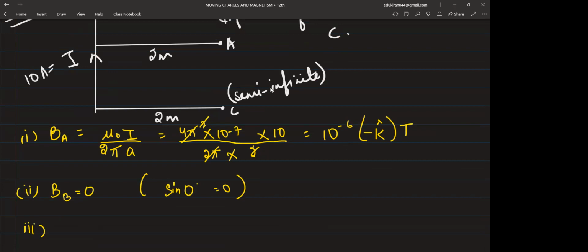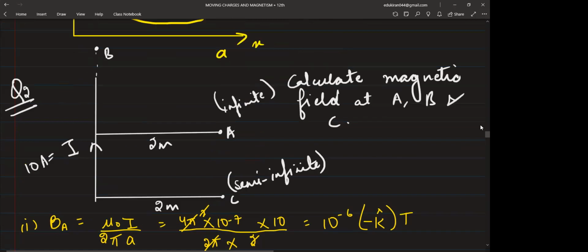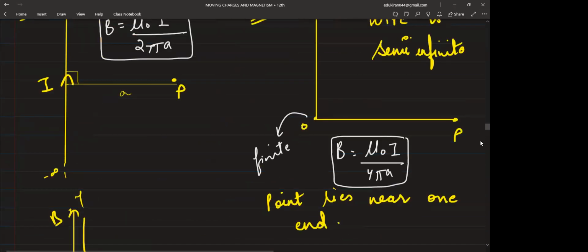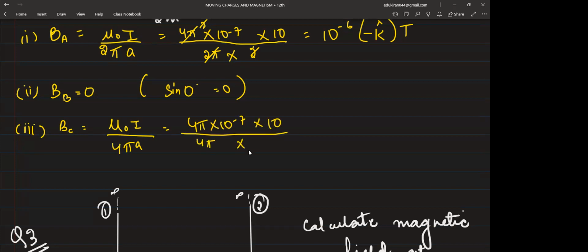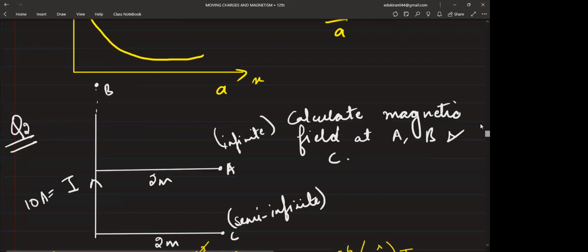Come to the third one. So this is semi-infinite. For semi-infinite, we have the formula mu naught I by 4 pi A, right? So we'll use the formula for point C as mu naught I by 4 pi A: 4 pi into 10 to the power minus 7, current is 10, this is 4 pi, and this is 2. So this is 10 to the power minus 7, same direction because of the point's position at C. This is how you have to write your answer.